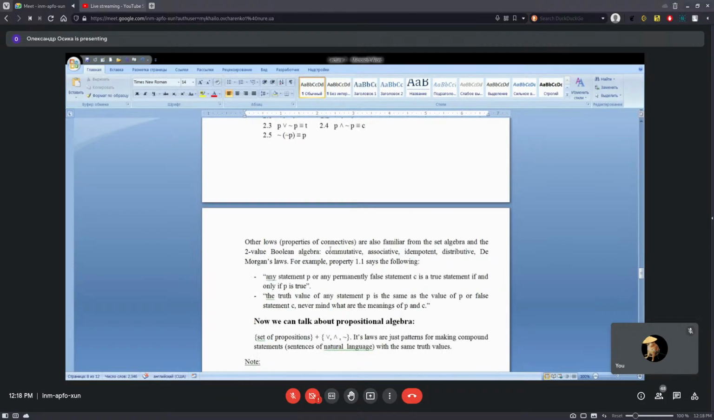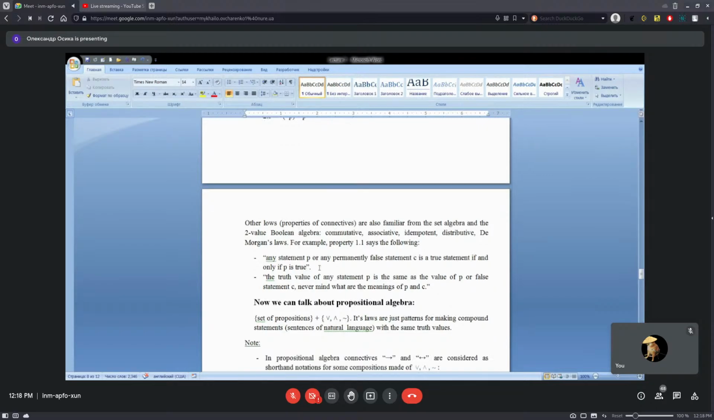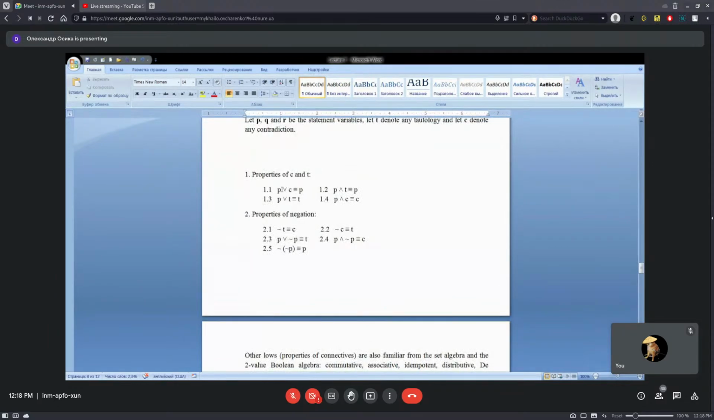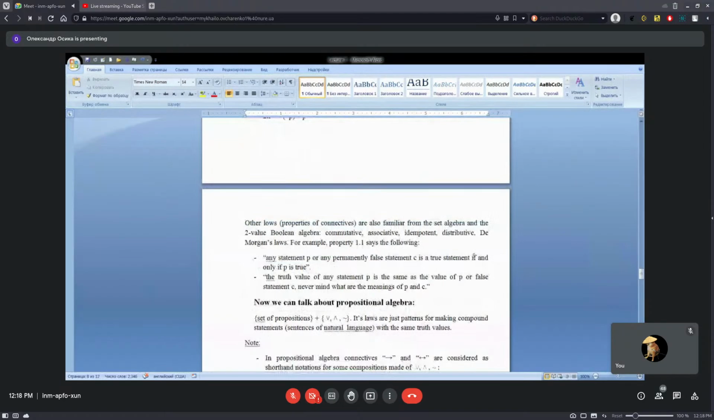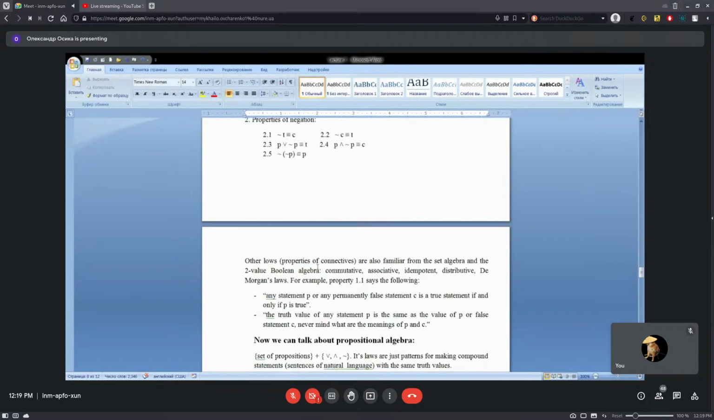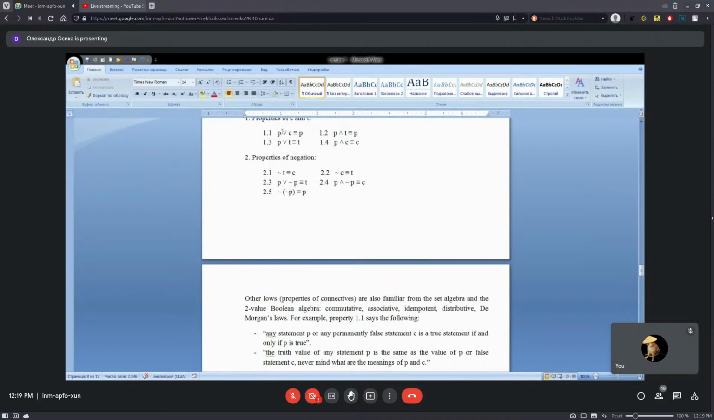Other laws or properties of connectives. These laws describe properties of connectives and are also familiar from set algebra and two-valued Boolean algebra: commutative, associative, idempotent, distributive, De Morgan's laws. For example, the first formula says the following. Any statement P or any permanently false statement is true if and only if P is true.